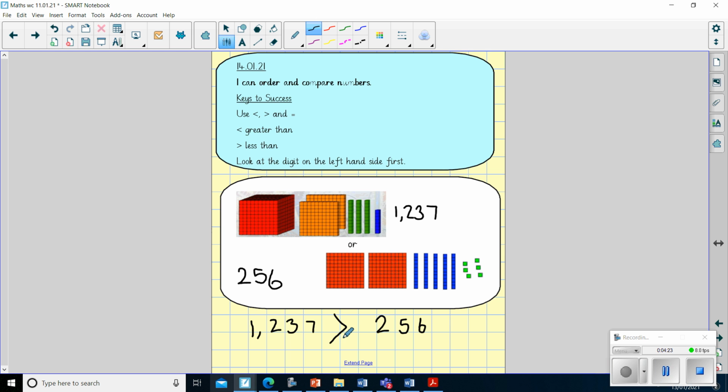And if you remember in school, we always think of this as our crocodile mouth, and the crocodile would like to eat the biggest number. So his mouth is wide open to the biggest number. Okay, let's have a look at another one.